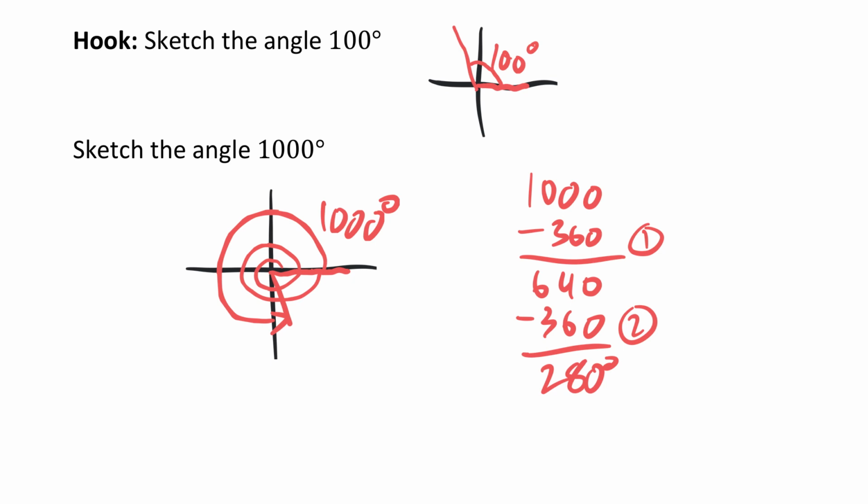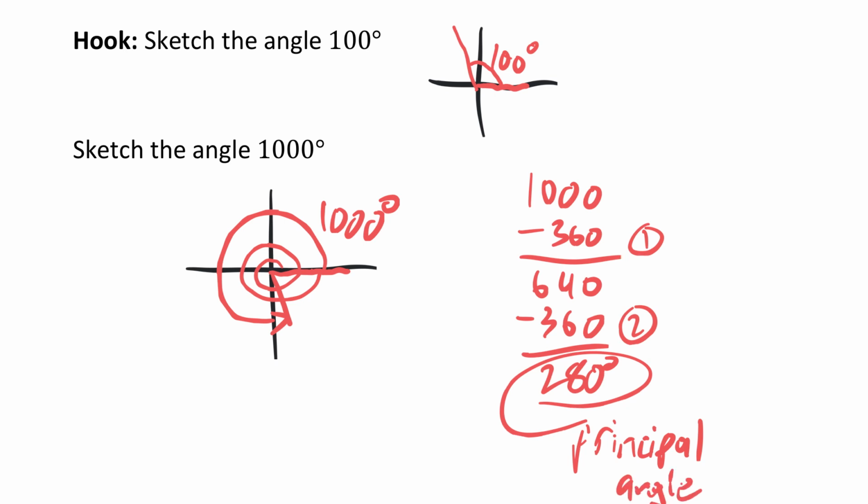Now this number 280, this final thing, the part we sketch, not the spiral part, is important and it has a name. This is called the principal angle. And this principal angle represents the final, or the correct, or the angle that you would actually draw.